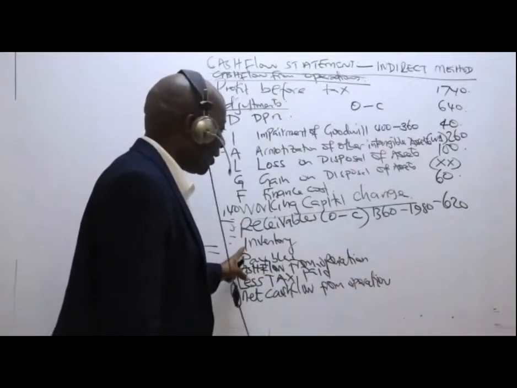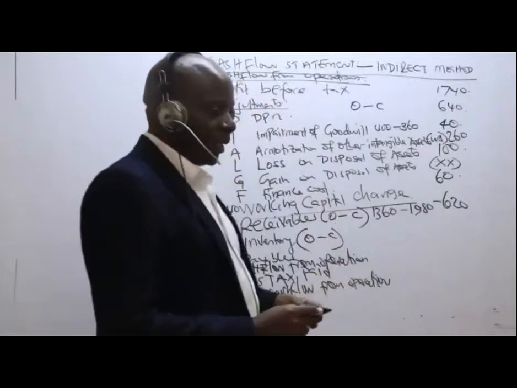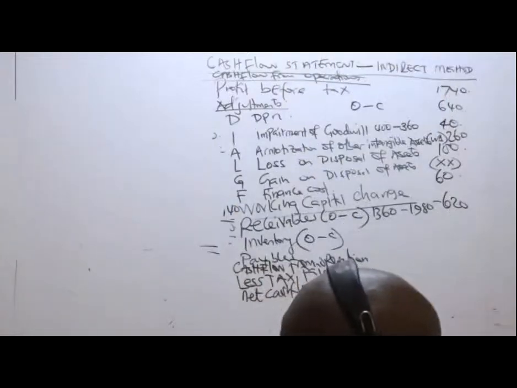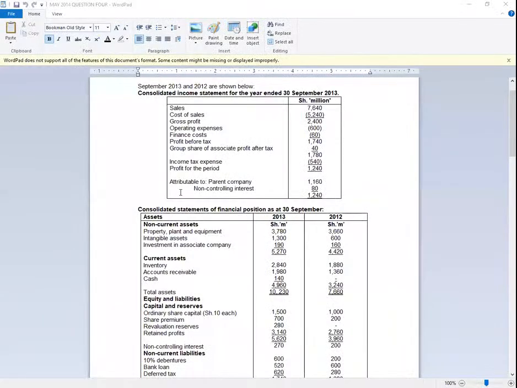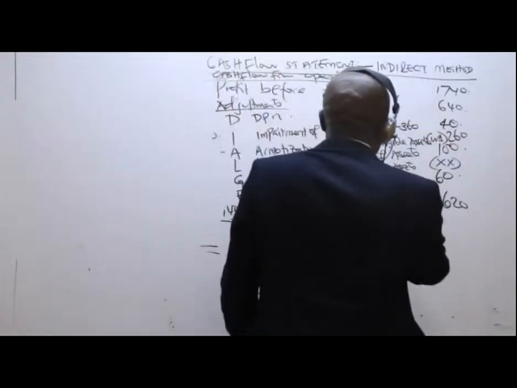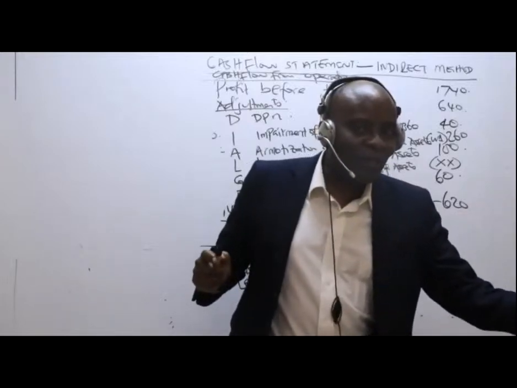Go to inventory. Again, it is O minus C. I'm simply looking for the inventory. Opening is 1880 minus 2940. Is there somebody who can give me this figure? 1880 minus 2840, please write. Let me write this. It is 1880 minus. What is the second value there?